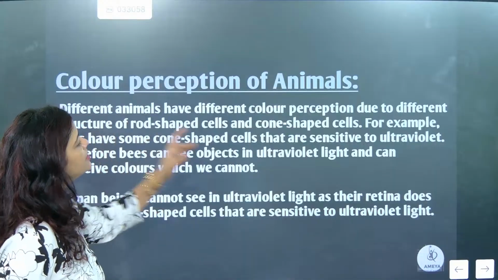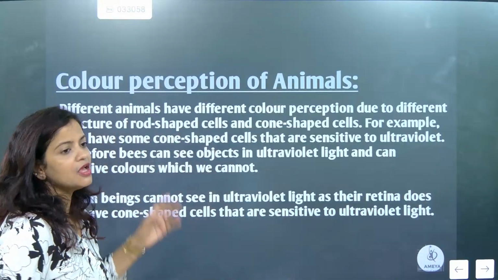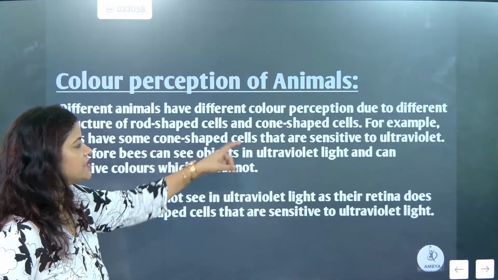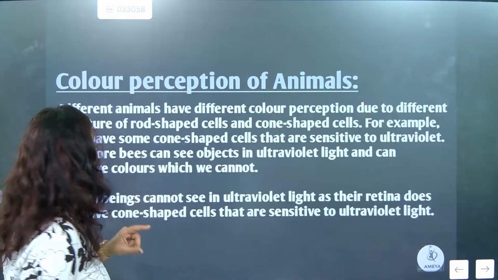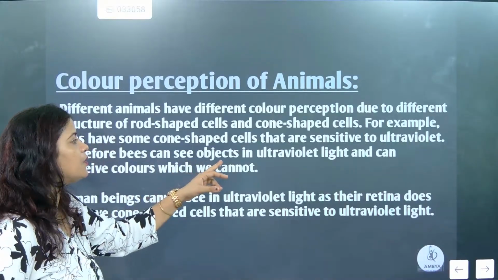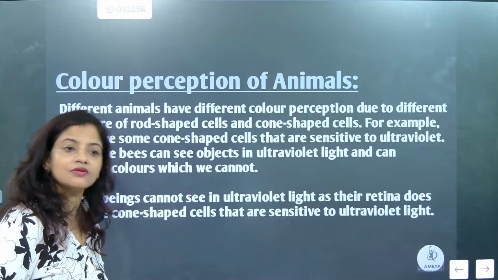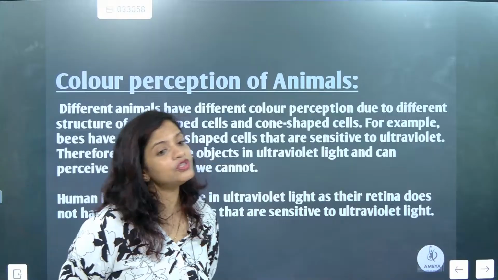So different animals have different color perception due to different structure of rod shape. So bees can have what? Cone-shaped cells are present, and that will make them sensitive to ultraviolet. Therefore, bees can see objects in ultraviolet light and can perceive color which we cannot. Are you understanding? So bees can perceive color which we cannot.